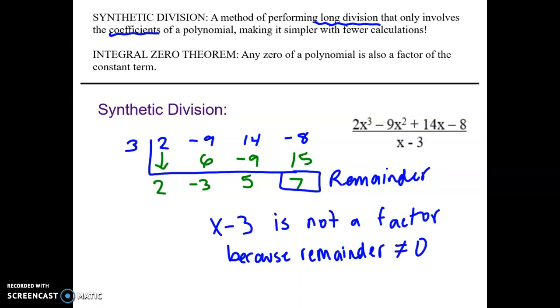One more theorem to note is called the integral zero theorem. This says that any 0 of a polynomial is also a factor of the constant term. So what that means is, in order for something to be a factor, it has to go into the constant term. So let's look here. Here my constant term was minus 8. So the only possible things that could be factors would be 1, 2, 4, and 8. 3 does not go into 8, so 3 is not going to be a factor. Okay? So that's what the integral zero theorem states, is again, it has to be a factor of the constant term in order to work and give you a remainder of 0.